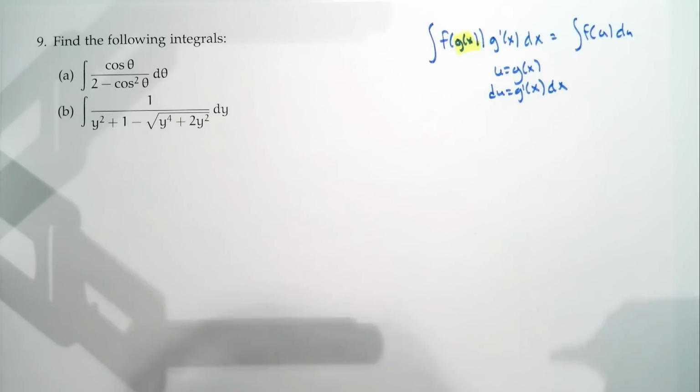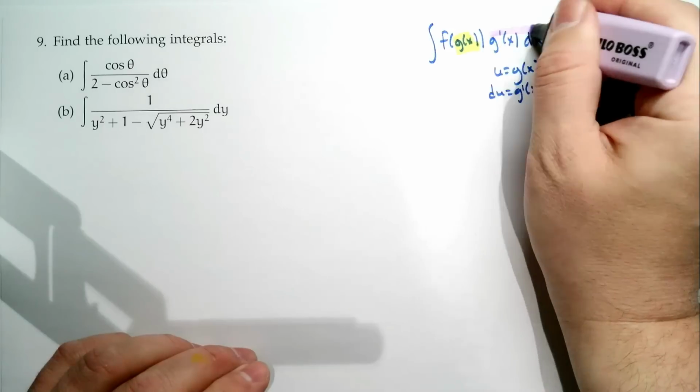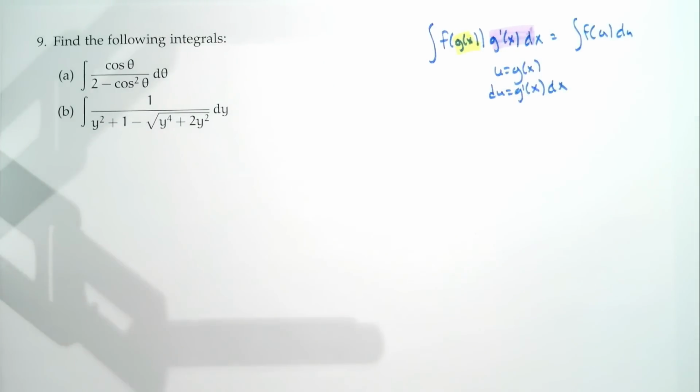But the other thing to look for, and ideally you should have both things happening, is you say, oh, I spot a piece that's the derivative of something. So I know my integrals, but I also know my derivatives. And so I'm looking at this and I say, okay, there's a cosine theta and a 2 minus cosine squared theta downstairs.